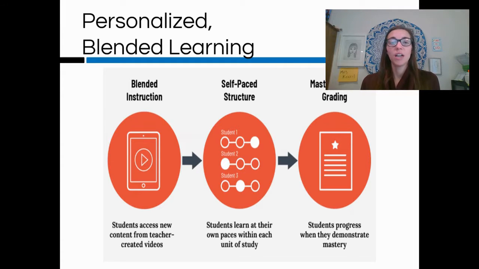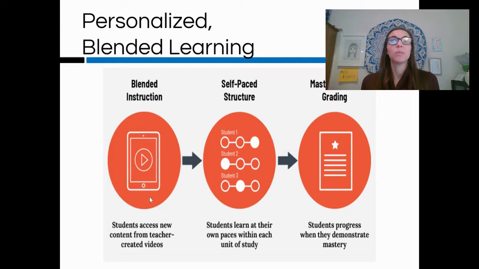So before, when I first started at Glasgow, we rarely had access to individual computers for every student, and that limited us to a lot of paper and pencil types of activities. Now at Glasgow, whether we're in person for learning or learning at home, we can really personalize our lessons for our students so that they can work at their own pace. So I'll step you through what that might look like.